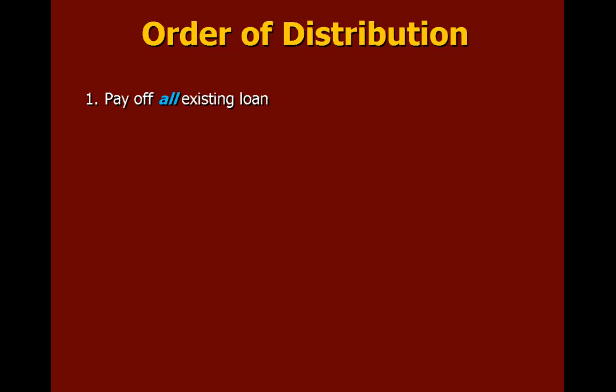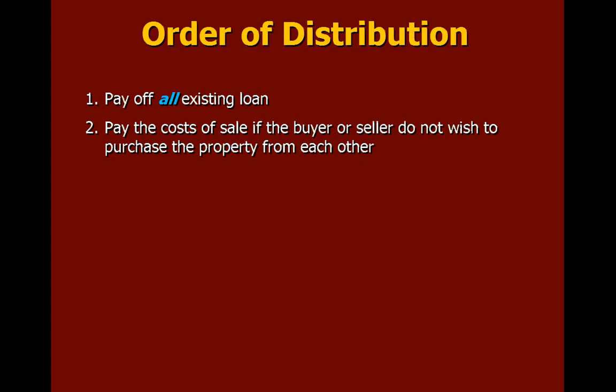Now, this is an insurance for the original beneficiary, beneficiary number one, that as the trust terminates, all the loans that they were liable for have now been paid off. The second thing that we're going to do is pay the cost of sale if the buyer or the seller do not wish to buy the property from each other. That happens when beneficiary number two decides that they do not want to exercise their option to purchase the property.